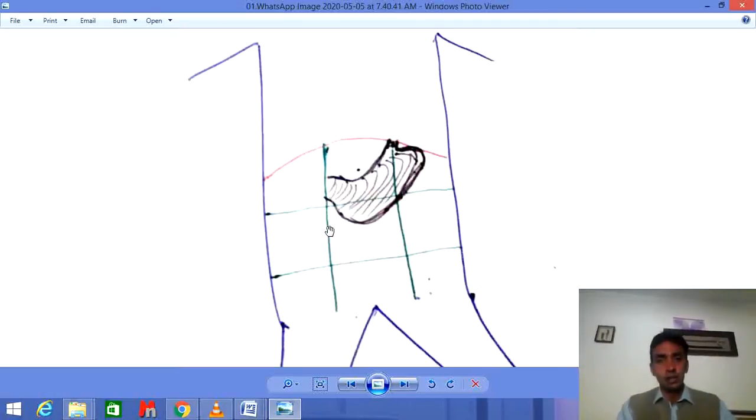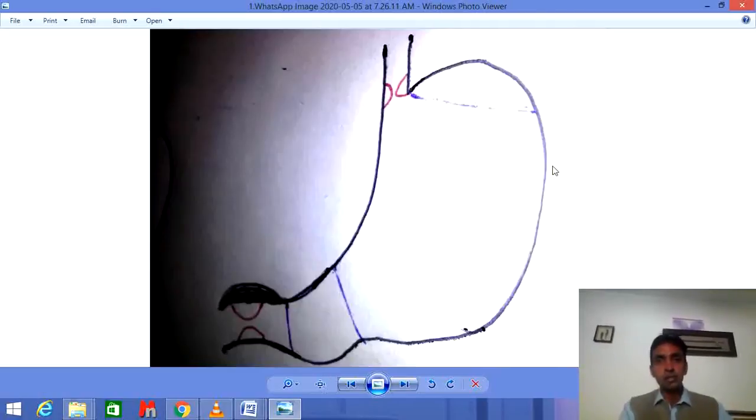Coming to the next diagram, this is just the anatomical diagram of the stomach. In this diagram you can see that this is a J-shaped or bean-shaped structure, just like a bean or just like a J.